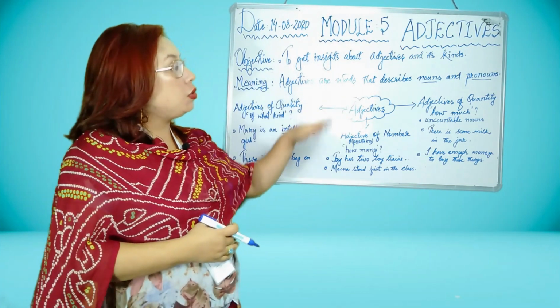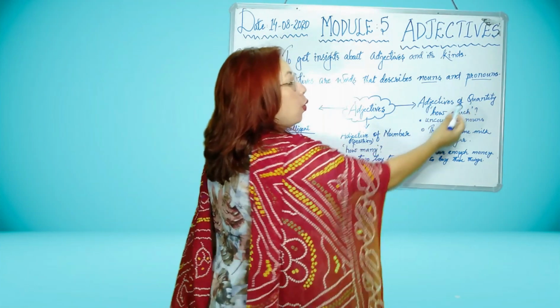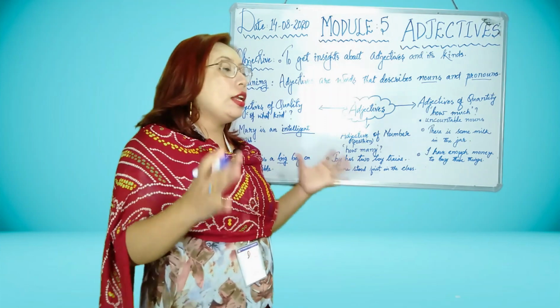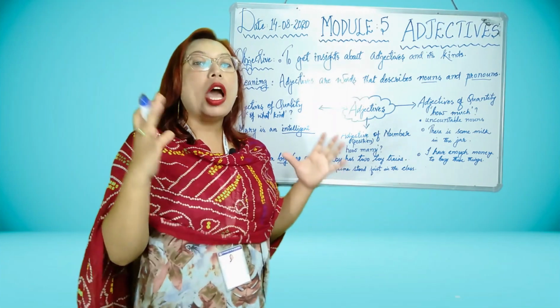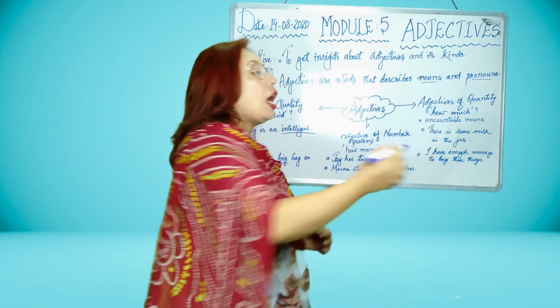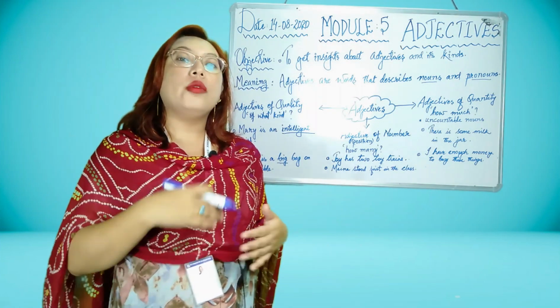Now let us go to the next one, which is called adjective of quantity. Adjective of quantity means it's how much. It answers the question of how much. Now this is mostly dealing with uncountable nouns, the nouns which we cannot count directly.